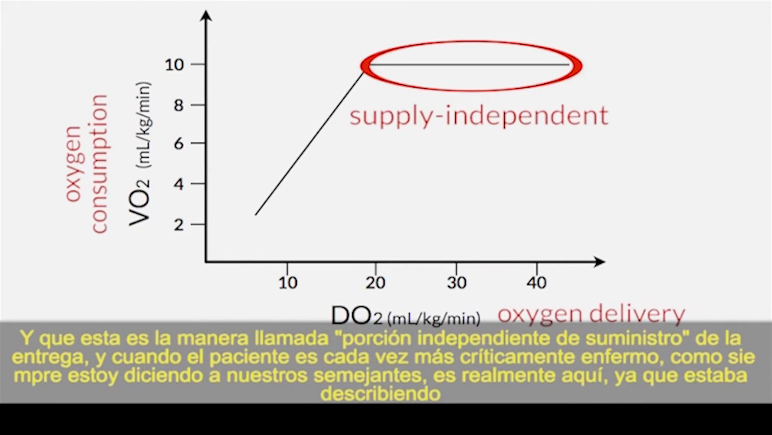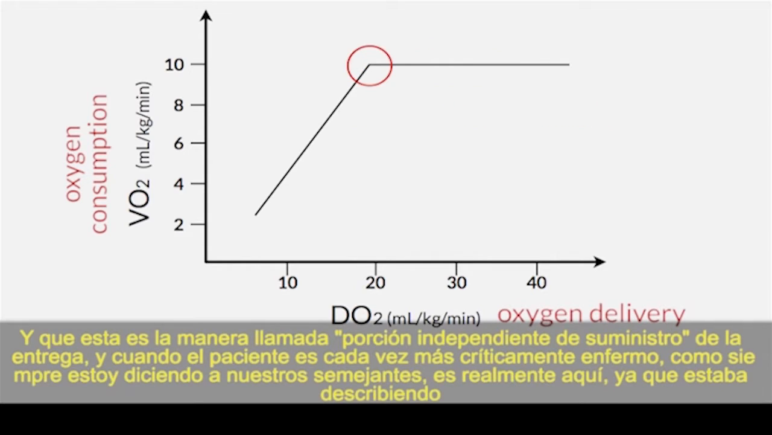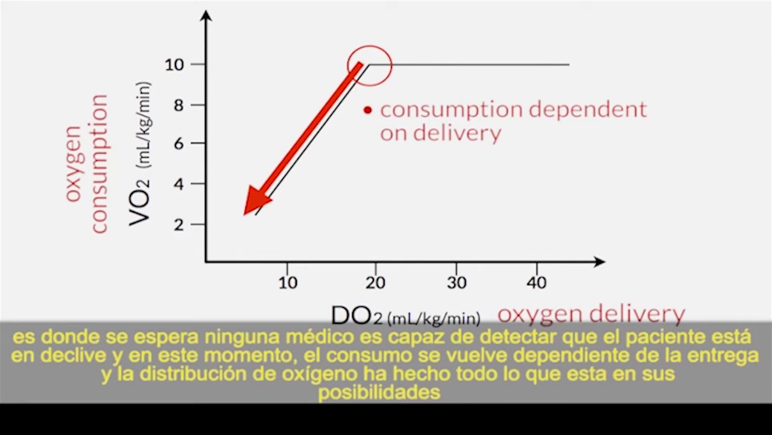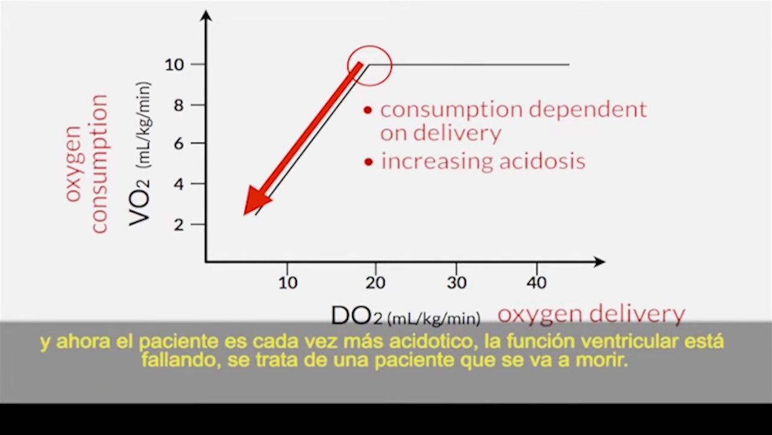And as the patient's getting more critically ill, as I'm always saying to our fellows, it's really here, as you were describing, that's where you hope any physician is able to spot that the patient is declining. At this point, consumption becomes dependent on delivery, and oxygen extraction has done all it can, and now the patient is becoming increasingly acidotic, ventricular performance is failing. This is a patient that's going to die.